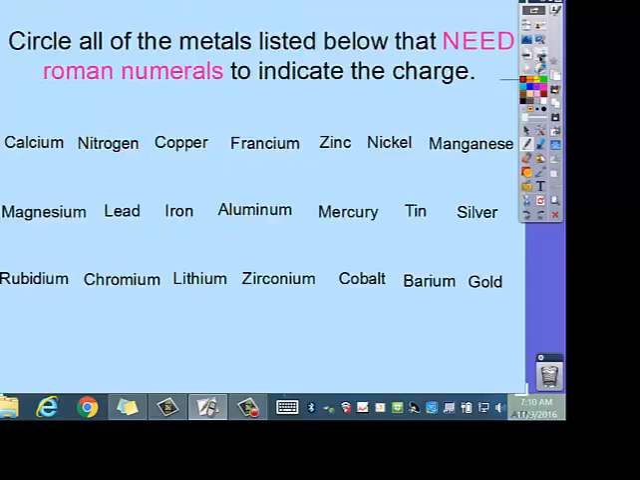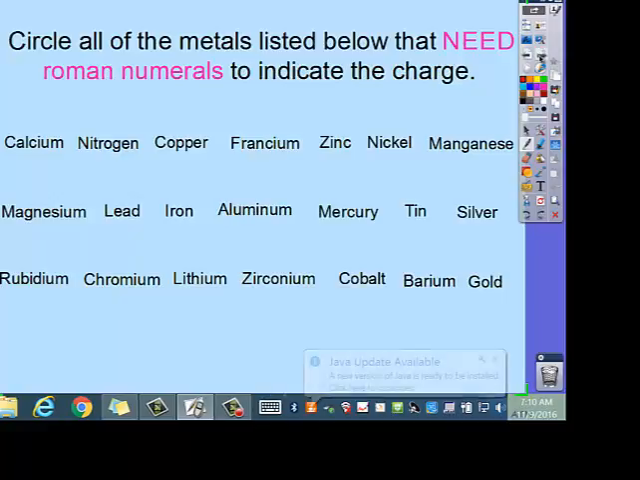Alright. So, pause the video real quick and circle all the metals listed below that need Roman numerals. What does that mean? Basically circle all the ones that we did not talk about in the previous slide. Okay, so circle all of them. I'll give you a minute. All right, your minute's up. Okay, so here we go.